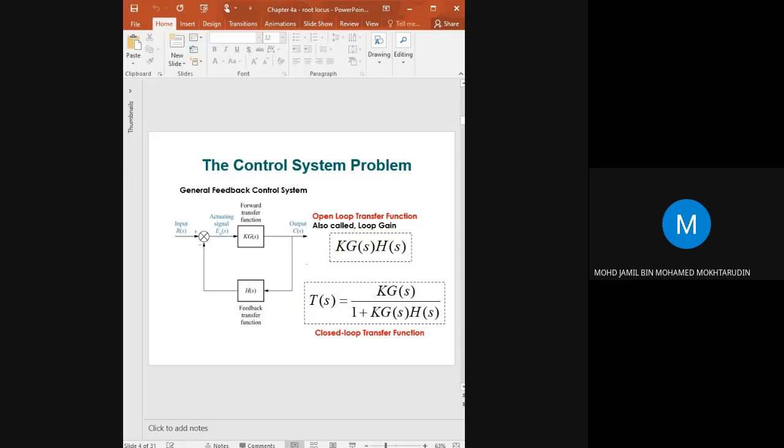Okay, so let's say you are given a general feedback control system. The forward transfer function is KG(s), and the feedback transfer function is H(s). Generally, a control system can be made of one forward transfer function and one feedback transfer function. The forward transfer function, KG(s)H(s), is also known as the open loop transfer function. And when you simplify the block diagram using the feedback formula, you will get the closed loop transfer function.